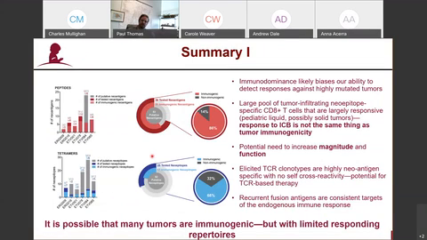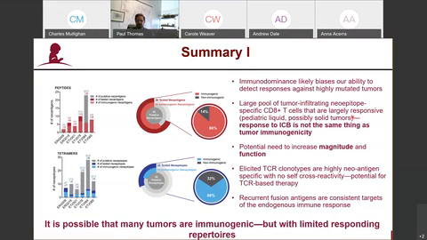So what I've shown you in this first half is that immunodominance likely biases our ability to detect responses against highly mutated tumors. And in the low mutation burden tumors that we've looked at thus far, there's really a large pool of tumor-infiltrating neoepitope-specific CD8 T cells that are responsive. This is in pediatric liquid tumors. I've shown you an example from solid tumors.